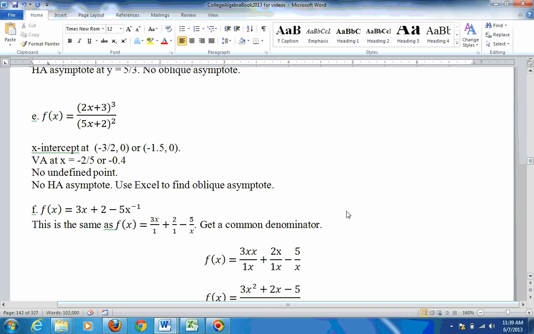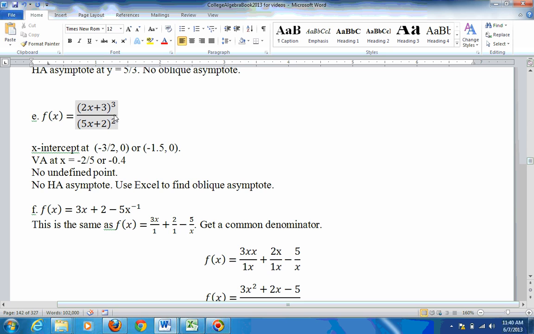On this one, x-intercept, just set the numerator equal to 0, you get negative 3/2. Vertical asymptote, set the denominator, you get negative 2/5. There's no undefined point, nothing canceled out. And there's also no horizontal asymptote, because when you look at the power of the numerator, it's bigger than the power of the denominator. When that happens, then there's no horizontal asymptote.